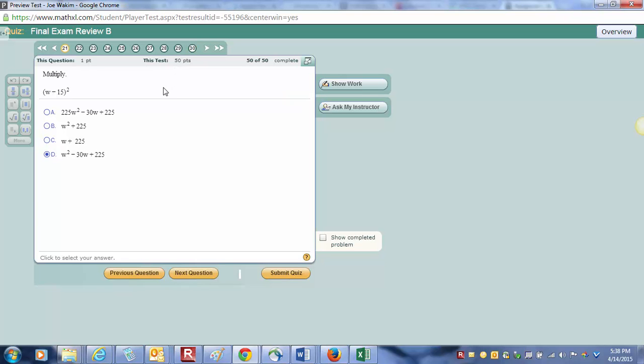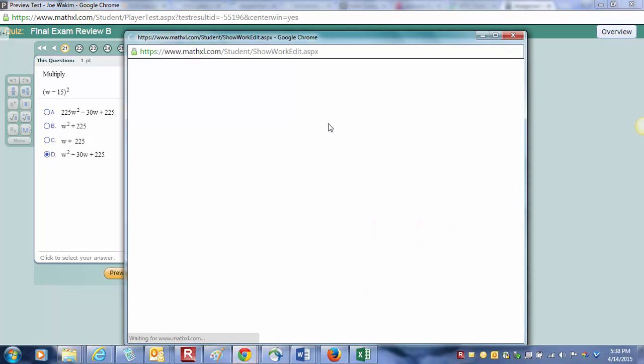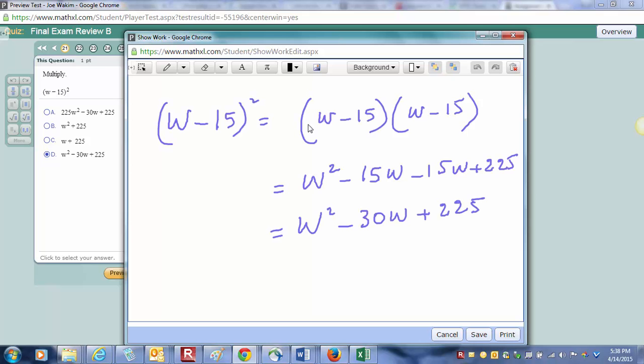Number 21. How do we square w minus 15? We have to multiply w minus 15 by itself and FOIL it, or just multiply the binomials. So w times w would be w squared. We're adding the exponent 1 and the exponent 1, so we get 2.